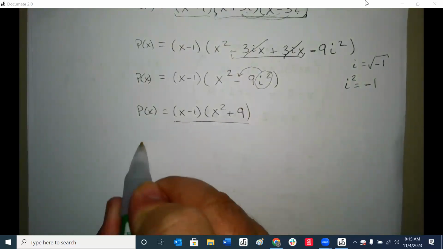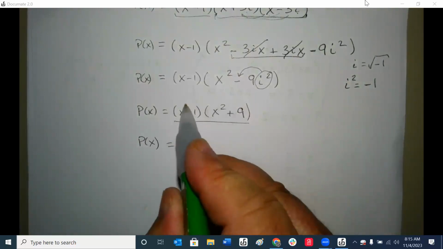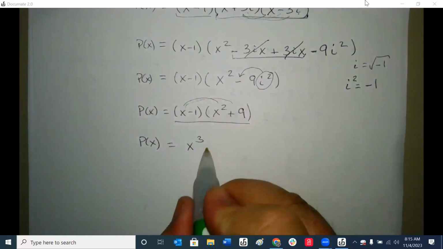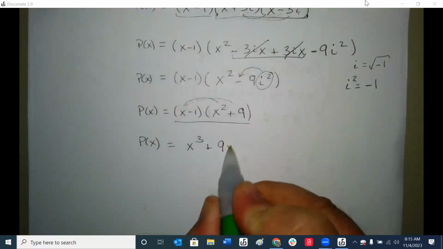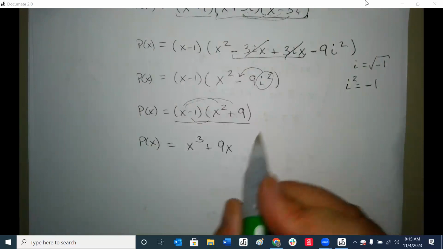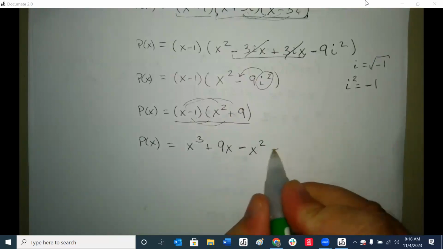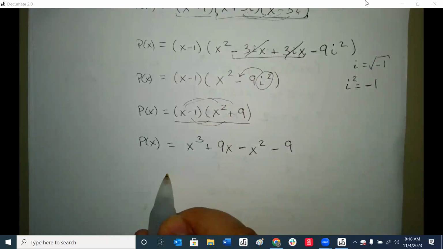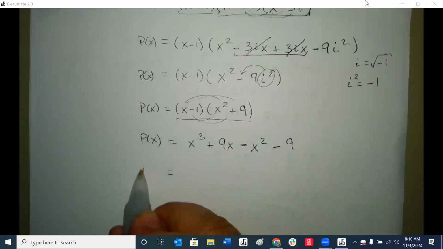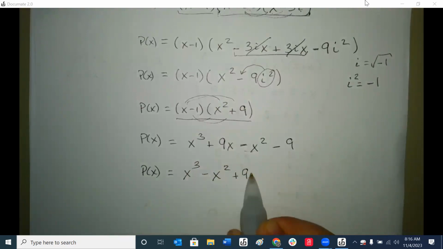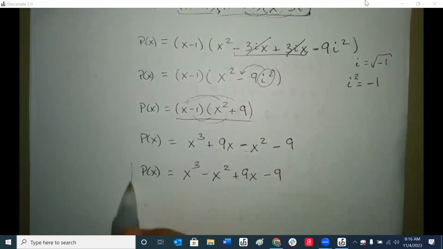Now we've got to multiply these 2 together. x times x squared is x cubed. Positive times positive is positive. x times 9 is 9x. Negative times positive is negative: 1 times x squared is x squared. Negative times positive is negative: 1 times 9 is 9. Let's rearrange those. So we have x cubed, negative x squared, positive 9x, minus 9. And there's the polynomial that we're looking for.